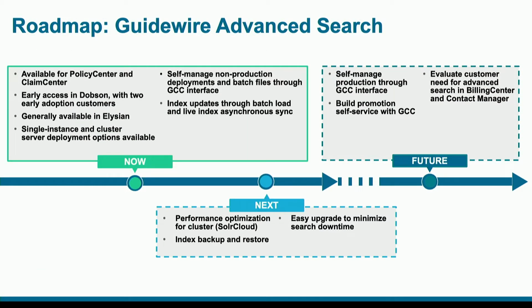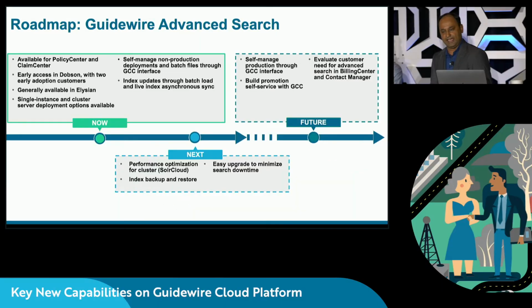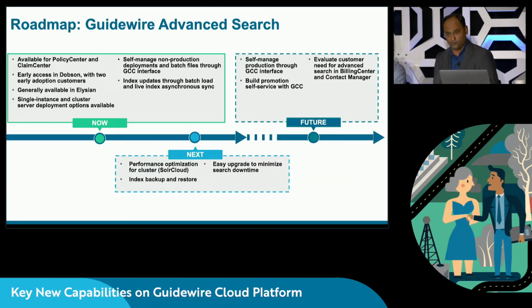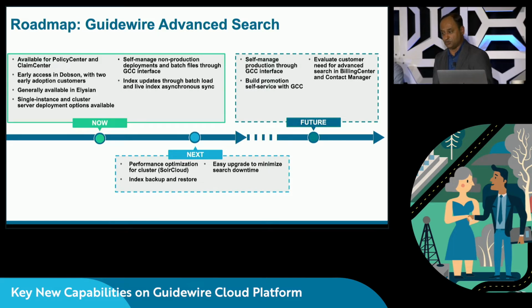The roadmap, we released the early access in Dobson and generally available in Elysian versions. We have a couple of customers who already used it. It's available in the single instance.